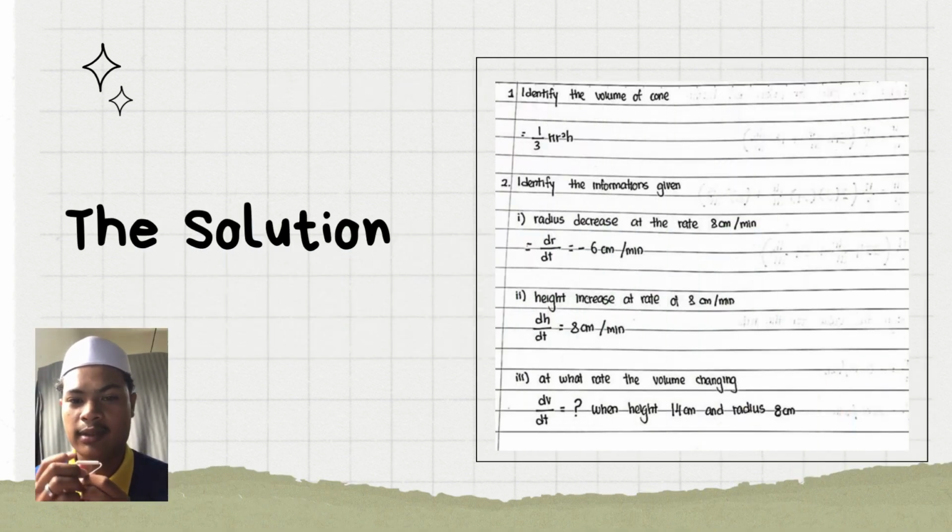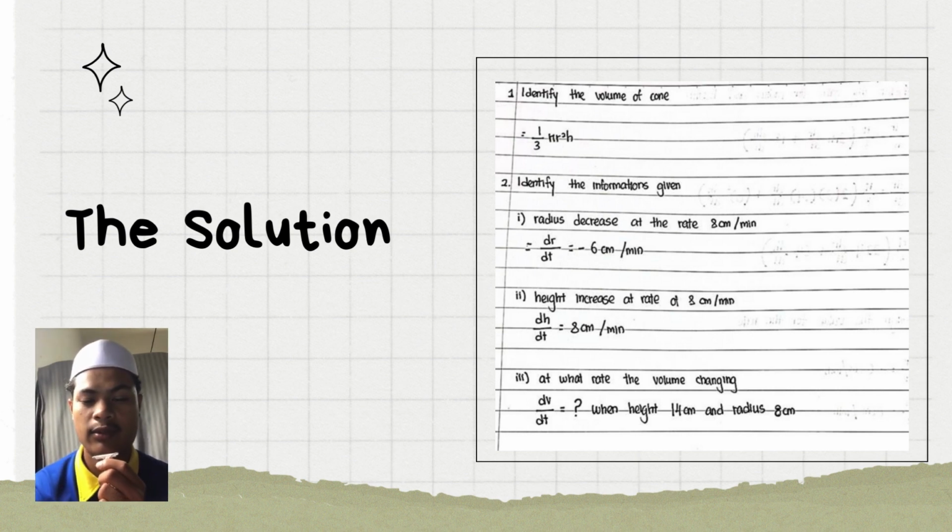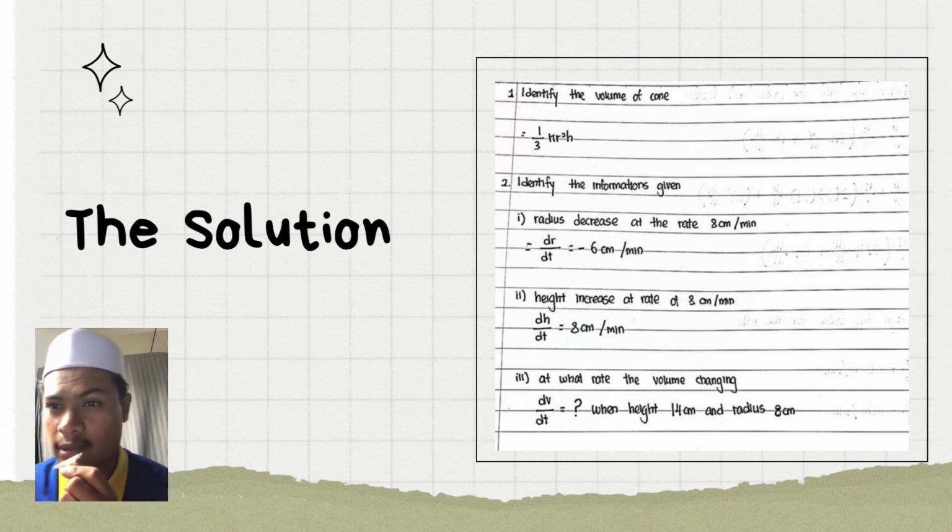Assalamualaikum, my name is Amin Hakimi bin Muhammad Fauzi. I'm from class RCFAP 120-3D. My part is to solve the question stated by Daniel Rizwan just now. To solve this question, we use the implicit method. The first step is to identify the formula for the volume of a cone, which is 1/3 pi r squared h. The next step is to state the information given, which is that the radius decreases at a rate of 6 cm per minute, and we write it as dr/dt equals negative 6 cm per minute.